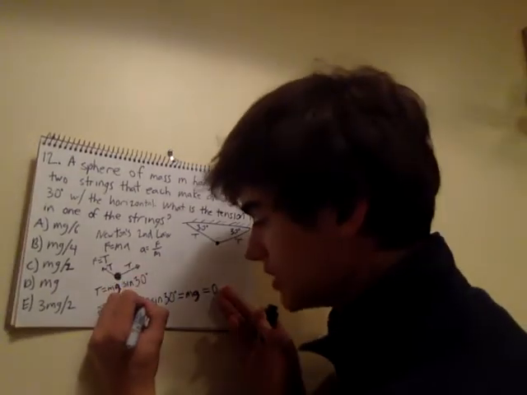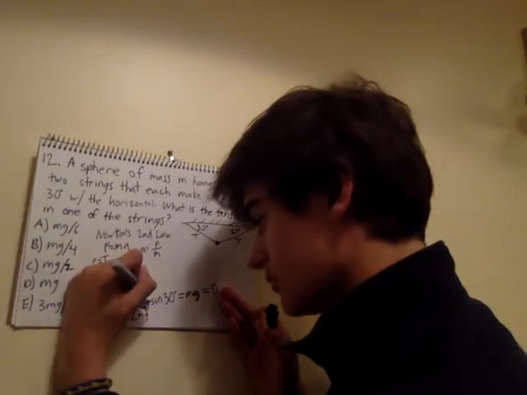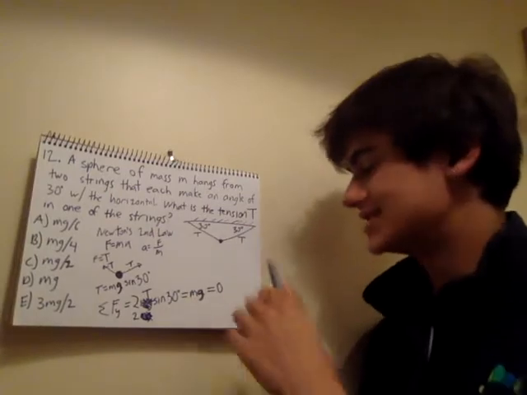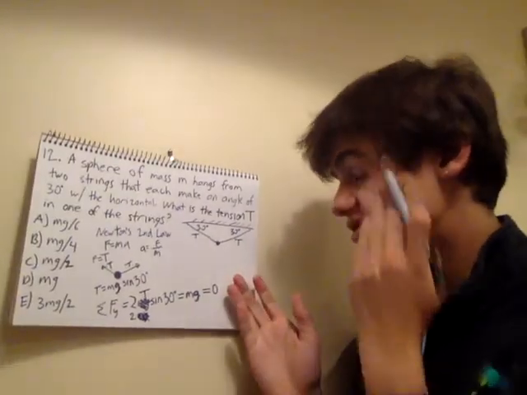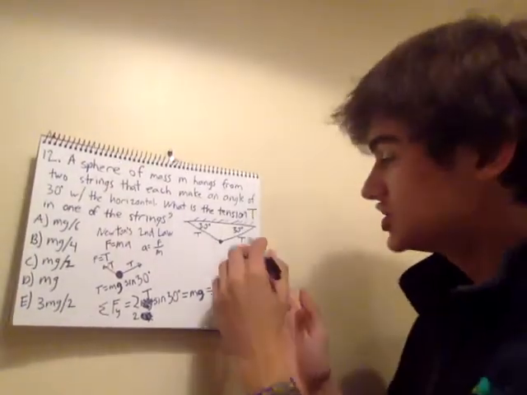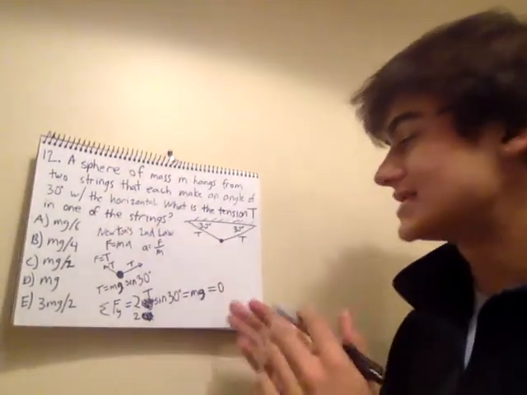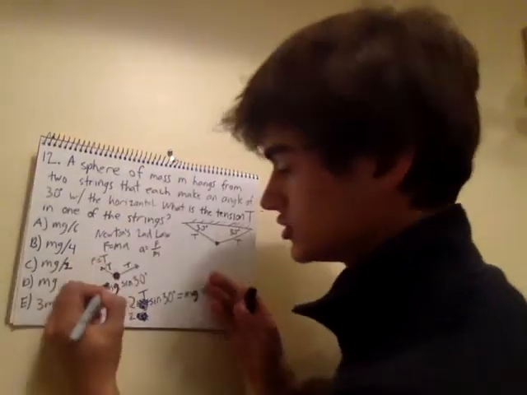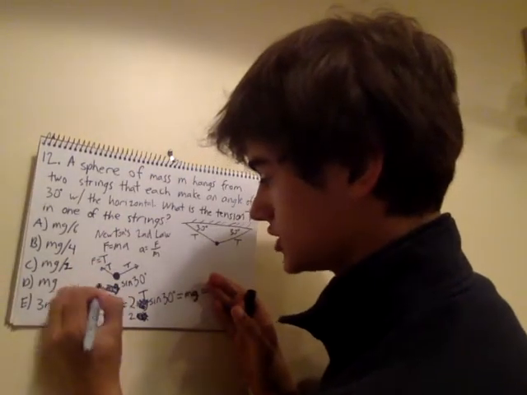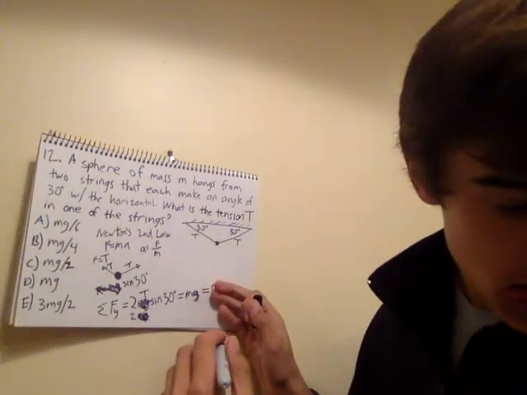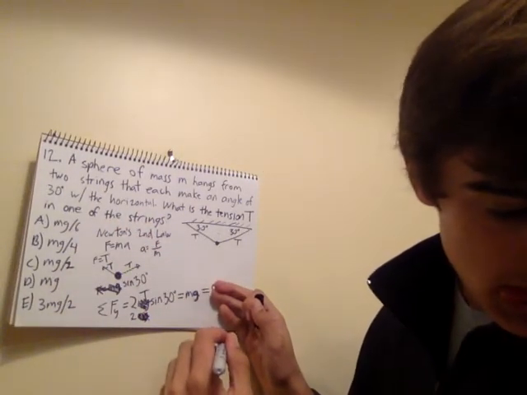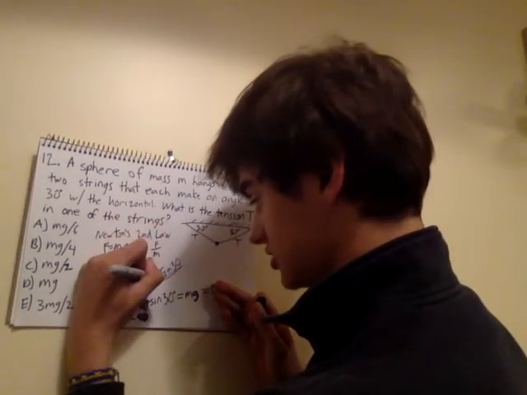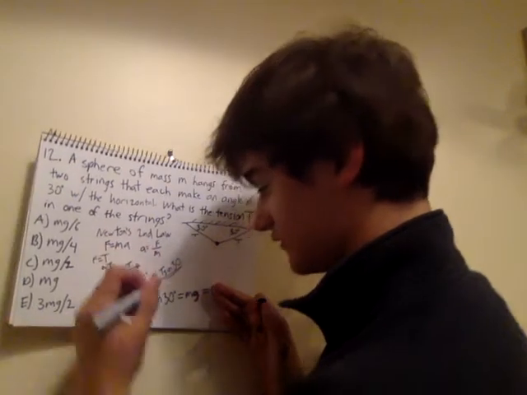Excuse me. This should not be mg. This should be T. My fault. I think I said the right thing, but wrote the wrong thing. Tension here is what we're multiplying by sine 30 to figure out the vertical component of the tension. So this is T sine 30. That's the vertical component of the force.